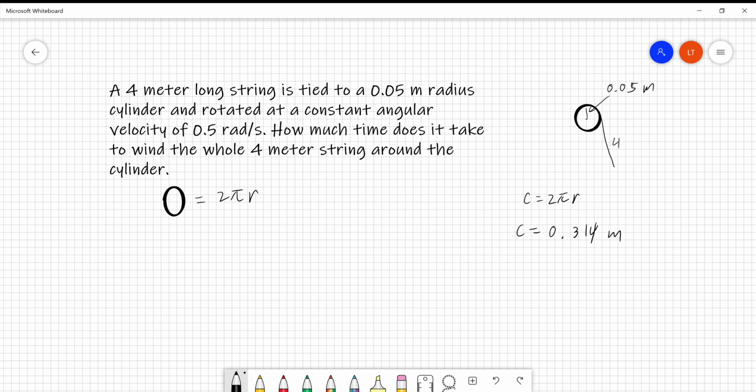Okay, so as the string is winding around the cylinder, every time it rotates, it loses 0.314 meters of its distance. So we need to find how long it takes to wind 4 meters when it rotates at 0.314 meters every revolution. So we can use distance is equal to velocity times time.